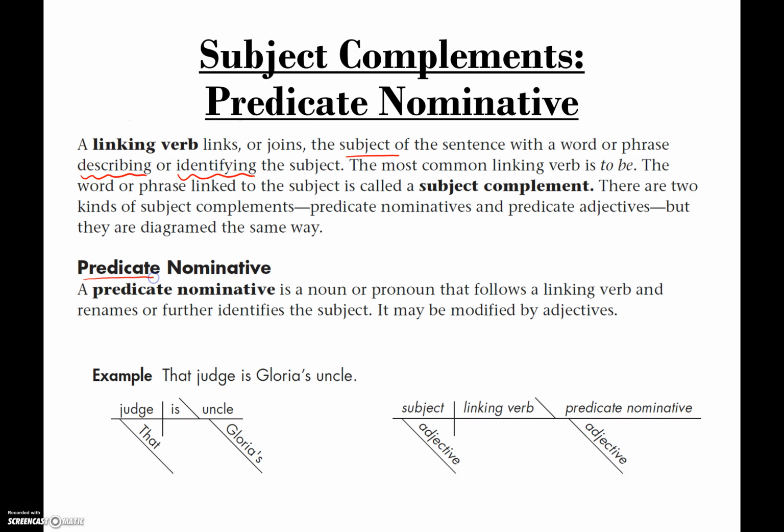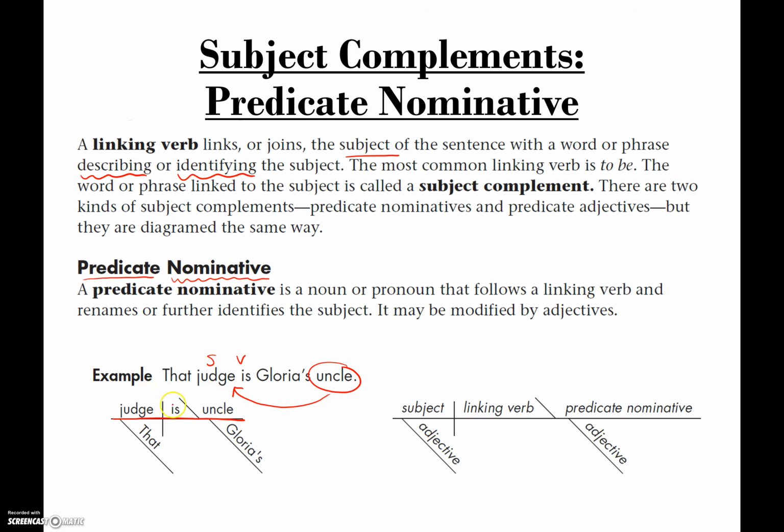It's predicate because it comes in the second part of the sentence where the verb is the predicate. Nominative means that it's going to be a noun or a pronoun in some cases. So we're looking for a complement, a descriptive word that describes or identifies in the predicate part of the sentence, the second half of the sentence, and it needs to be a noun. In the first example, it says, that judge is Gloria's uncle. Judge is our subject and verb. Gloria's uncle is describing who the judge is. It's identifying something about the subject.